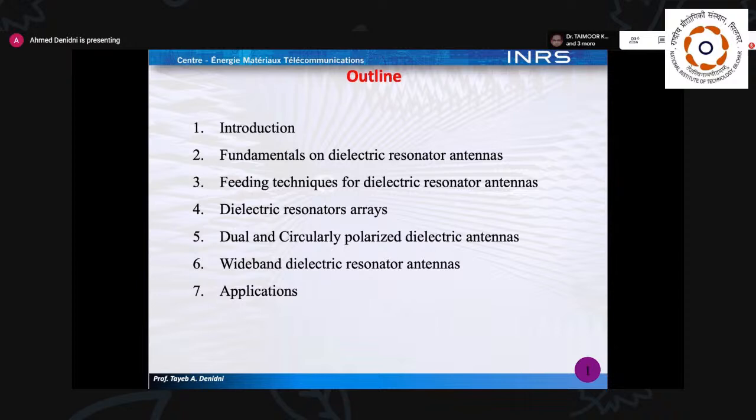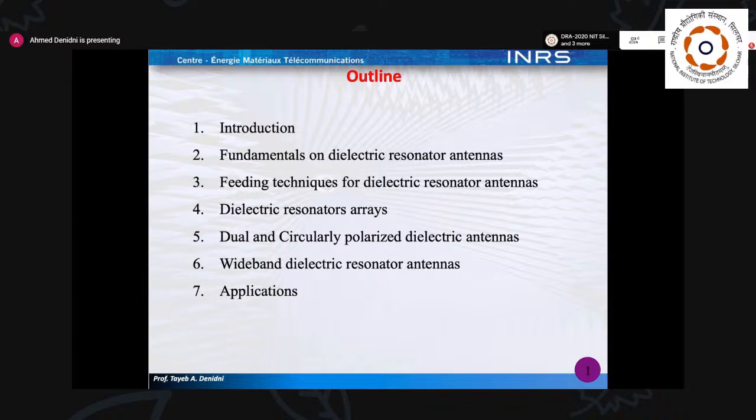Then we present the different feeding techniques for dielectric resonators, because in any antenna you have two parts: the resonator and its excitation. In the first part, I speak about the resonators, and in the third part, we give an overview of the feeding techniques that we can use in this type of antenna. Then we move to another section, where we present dielectric resonator arrays and how to design them, to feed them, and how to apply them.